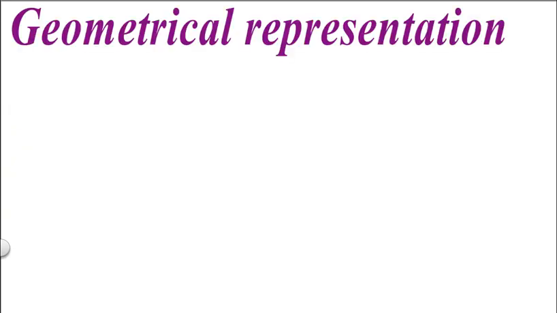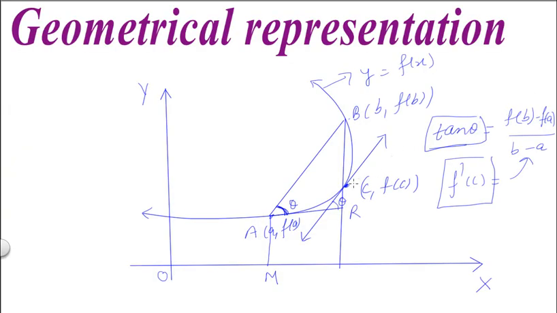In the geometrical interpretation, looking at this graph, y is equal to f of x, this is the curve drawn, AB is the chord, and this is the tangent drawn here. If the tangent makes angle theta with the x-axis, then this angle BAR will be theta, and if we apply tan theta in the triangle ARB, it will be BR upon AR. That can also be written as f of b minus f of a divided by b minus a. Tan theta means the differentiation of the function, that is f dash c.